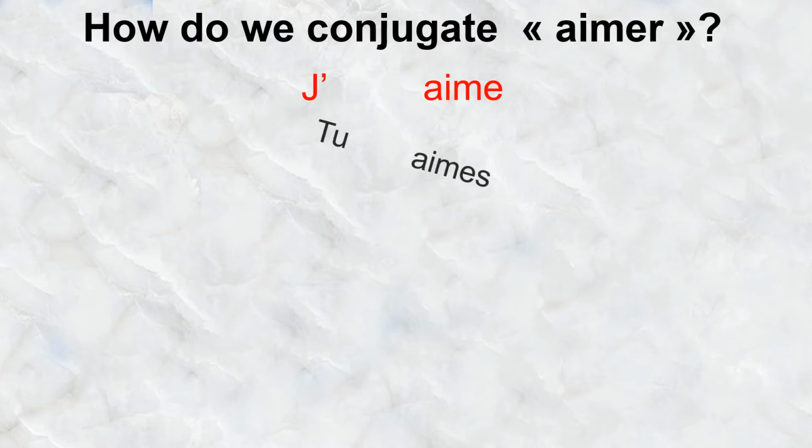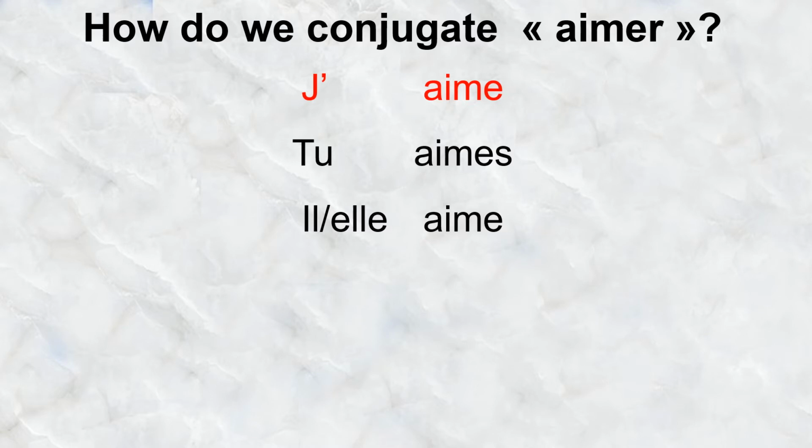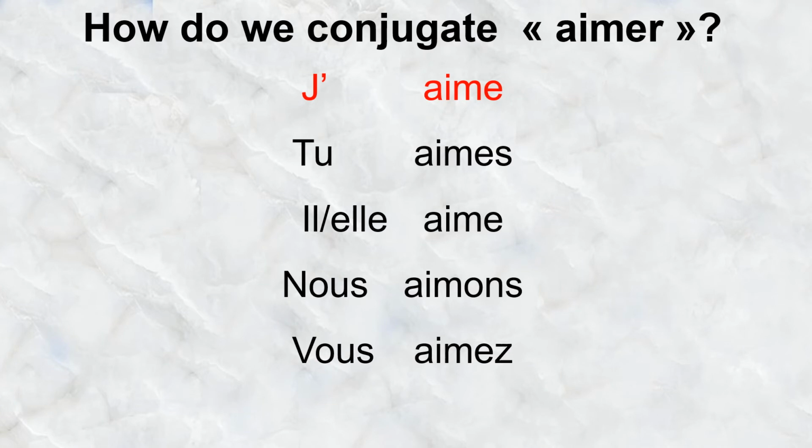And then we continue: tu aimes with the S. Il or elle aime. Nous aimons. Have you noticed I link the S with the A, which sounds much better than nous aimons. Nous aimons. And I will do the same with the vous. Vous aimez. And il or elle aime. Nous aimons. Vous aimez. Il, elle aime.